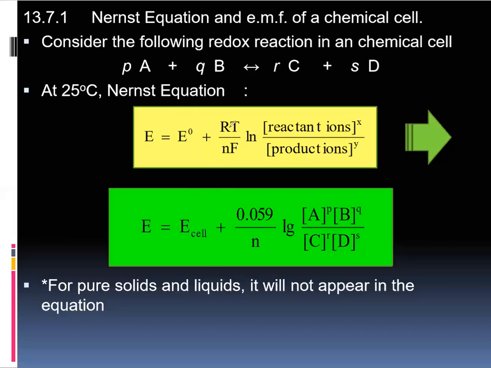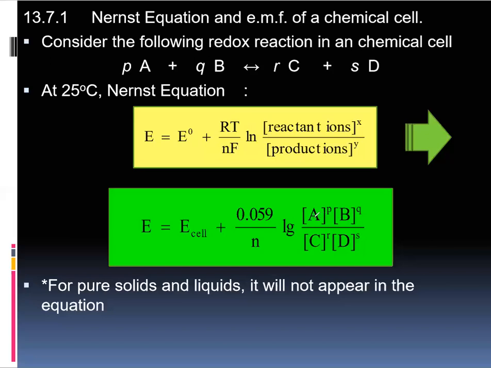If we multiply the value of R, which is 8.314, times temperature, which is 298, divided by the Faraday's constant, which is 96,500, and then multiply by 2.303 to convert our ln to log, we are going to have 0.059, which is what I've already calculated here, divided by n. We did that in the last slide. Now from here, you can see our log.